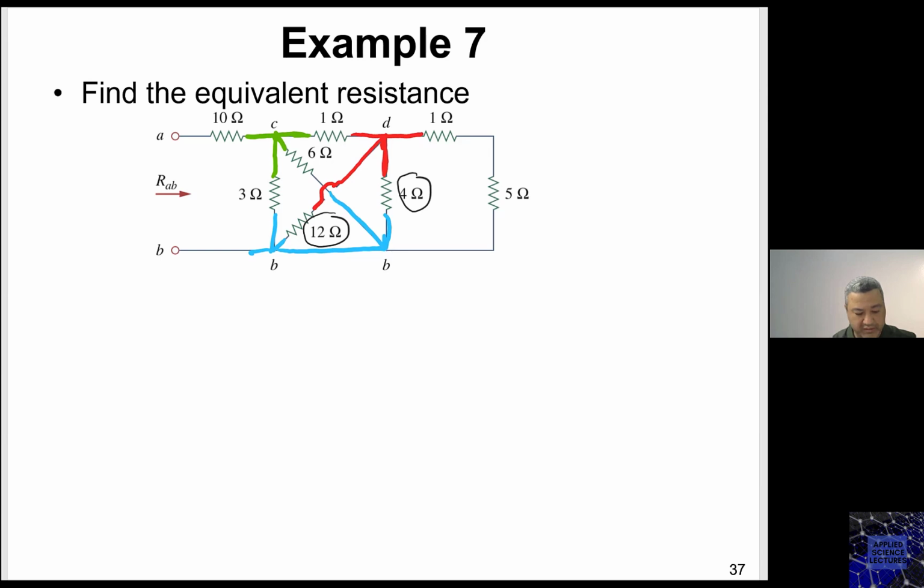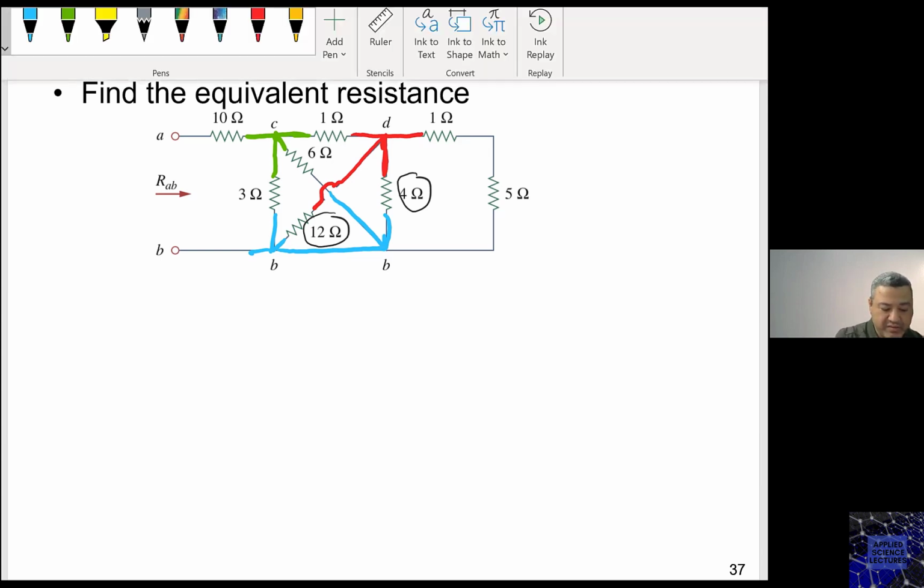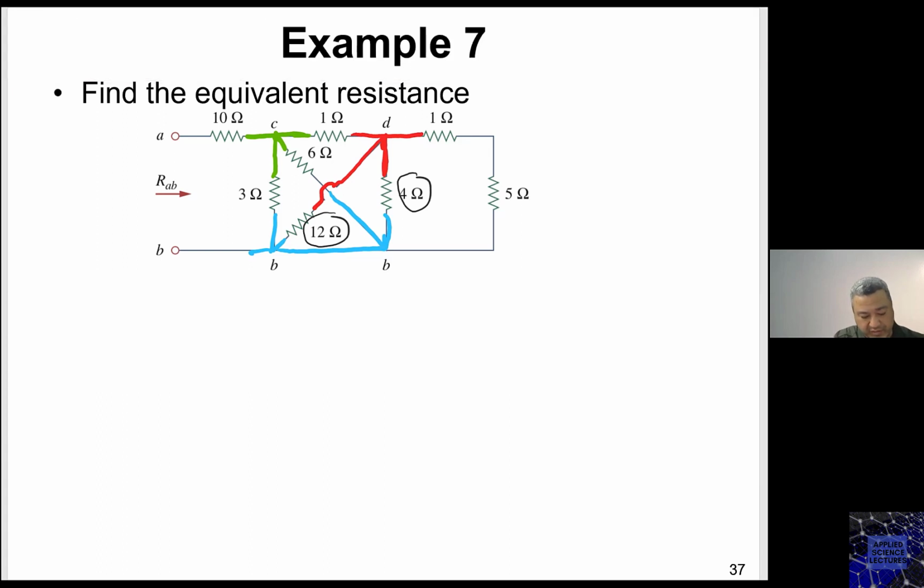What else? Look at the 6 and the 3. They're both connected to the same colors. 6 and 3, they're connected to the green and connected to the blue. What does this mean? This means that 3 and 6 are in parallel and 4 and 12 are in parallel. So I can redraw now the circuit as the following.